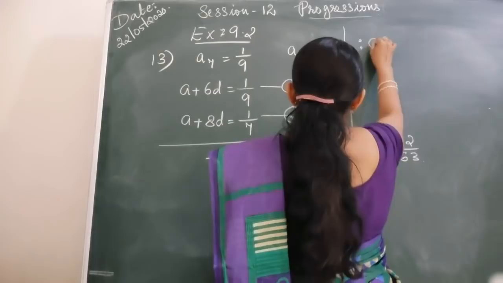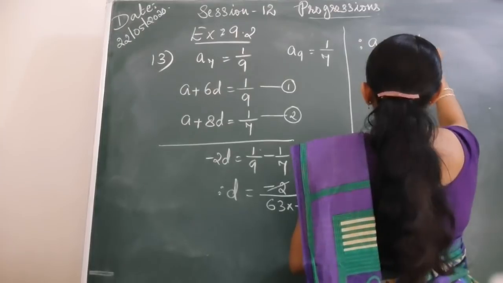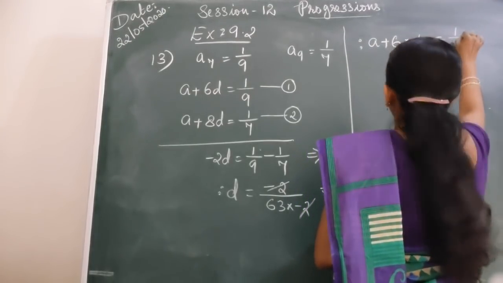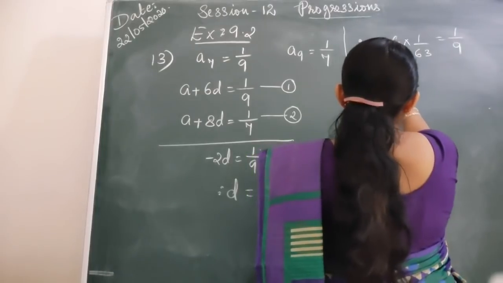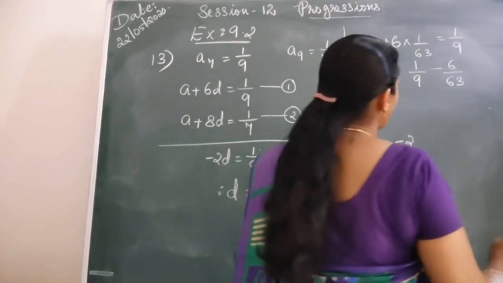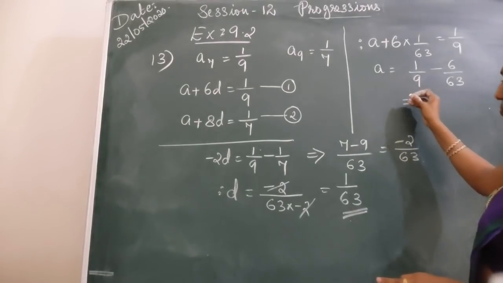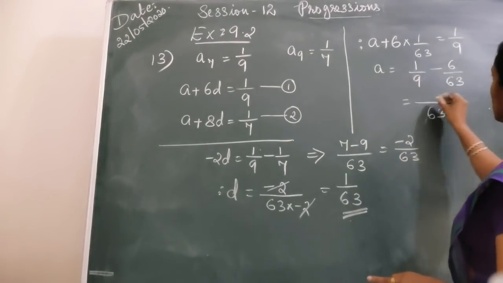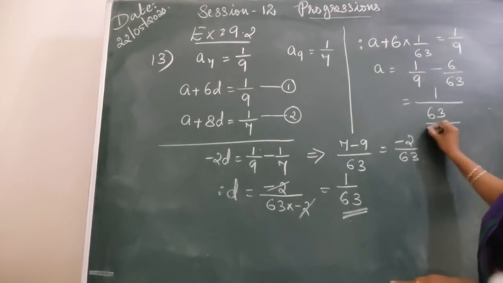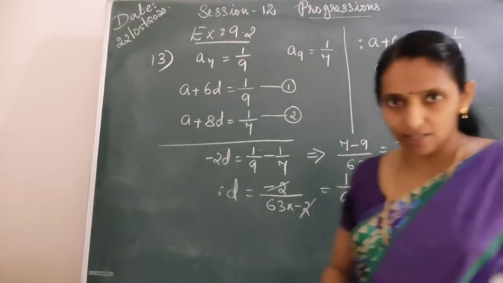Therefore, A plus 6 into 1 by 63 is equal to 1 by 9. So you are getting A as 1 by 9 minus 6 by 63. What will you get? 63 will be the LCM. So you are getting 7 minus 6, 1 by 63. A also we got as 1 by 63, and D also we got as 1 by 63.